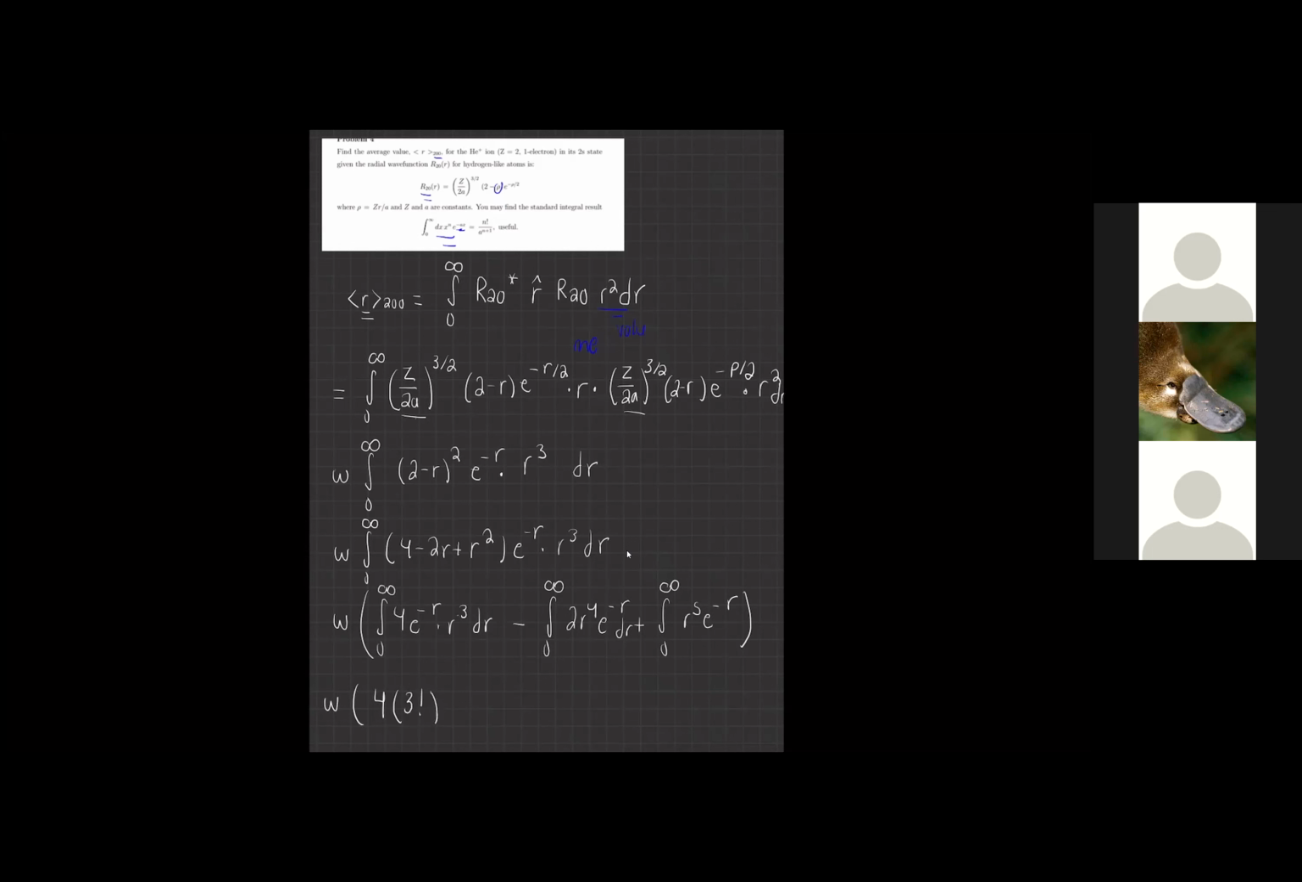Hopefully I get everything correct. But okay, that's minus 2 times 4 factorial. And then that's plus 5 factorial. Oh wait, not 5. Yeah, 5 factorial. You could just leave it at that. I got the point. I just want to make sure everything's correct.